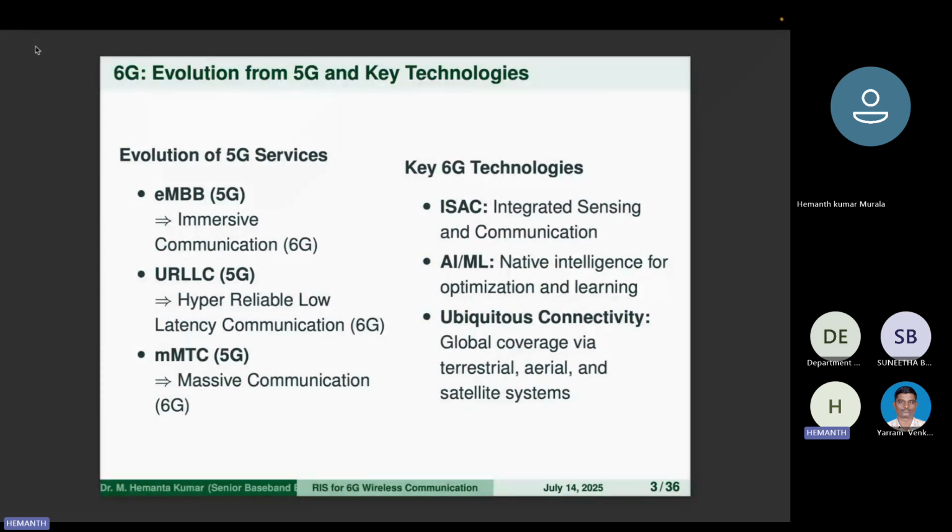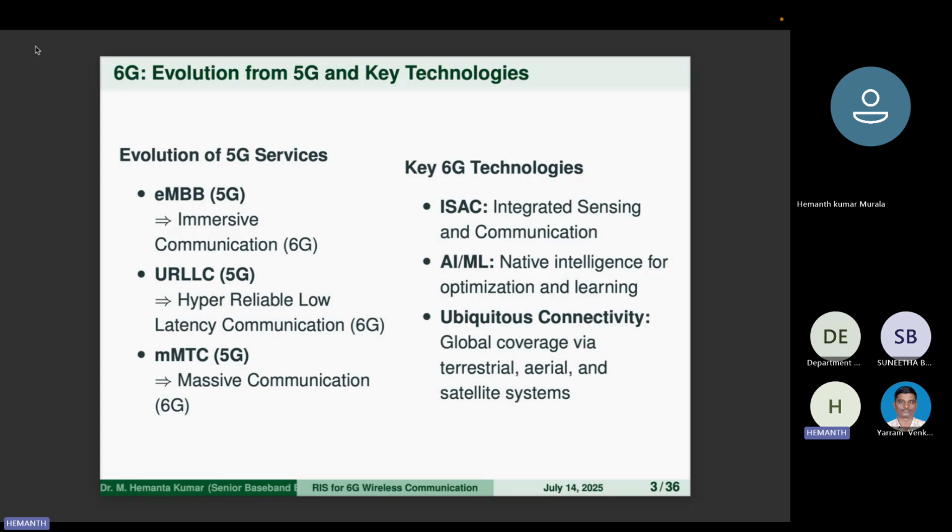Third point, in 5G, in 2020, massive connectivity is defined. Massive connectivity means one device is connected to 100 devices simultaneously and it works. That is defined in 5G, but going to 6G, that mMTC is converted into massive communication. How many devices do we connect? 100 times: in 5G it is 100, for 6G you have to connect 1000. So these are the parameters. The only difference between 5G and 6G is these 3 points.